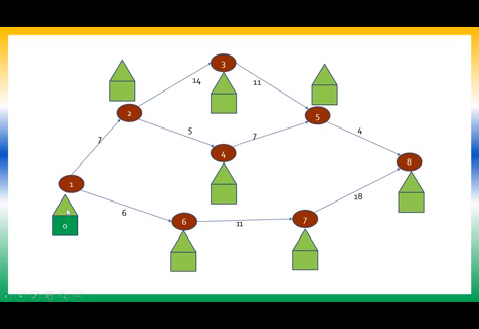Right? So rectangle and triangle I put. Initially for the forward pass I am initializing it to 0. So 0 plus 7, I get a 7 here. 0 plus 6, I get a 6 here. Then 6 plus 11 is 17. Here 7 plus 5 is 12. 7 plus 14 is 21.